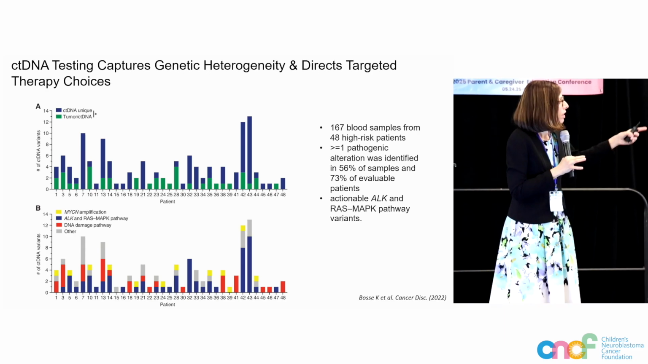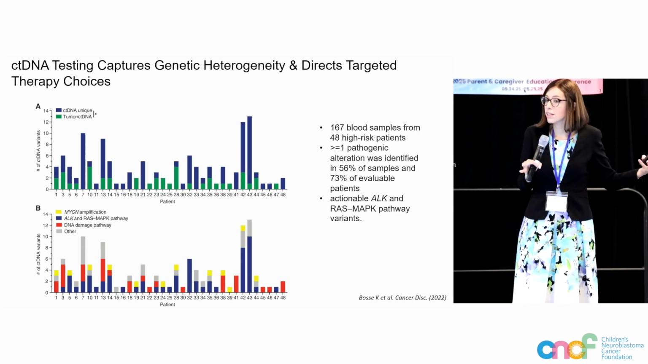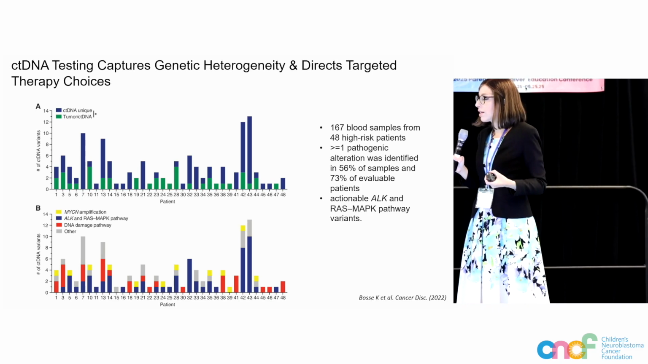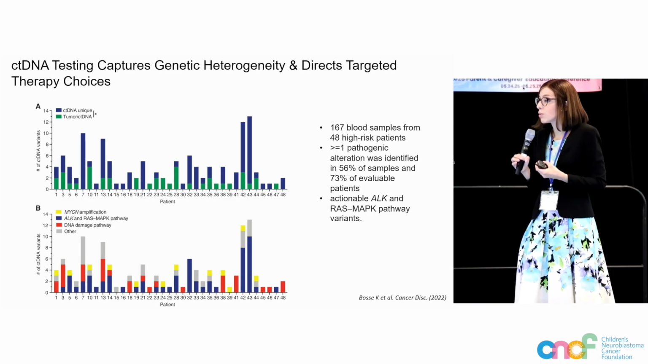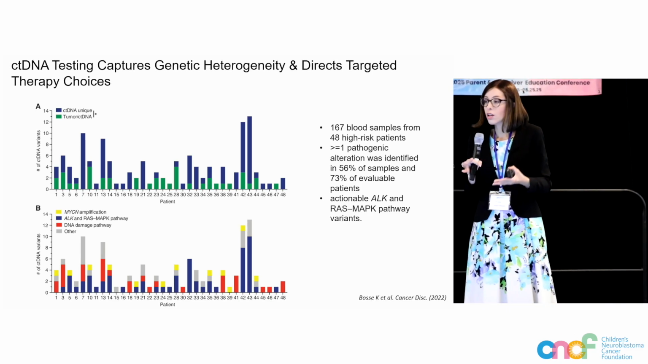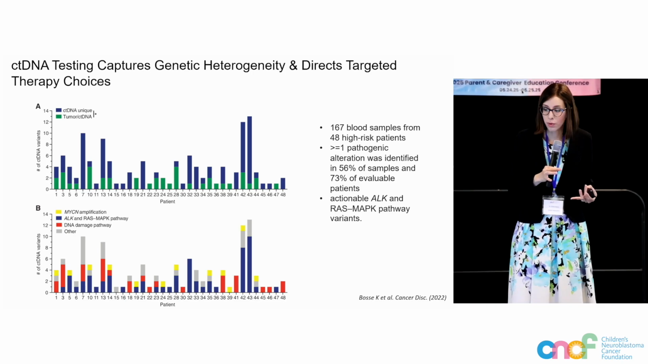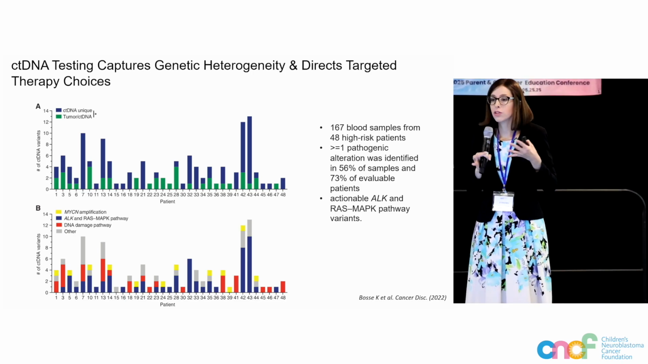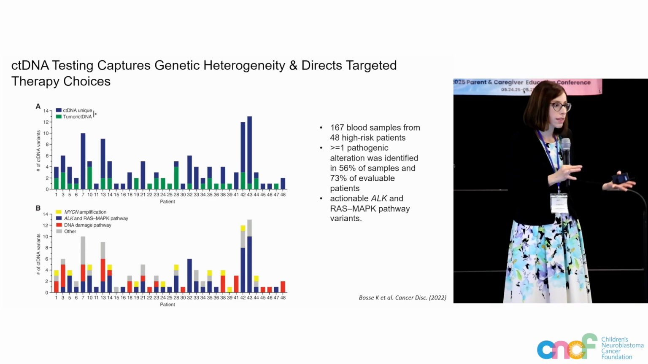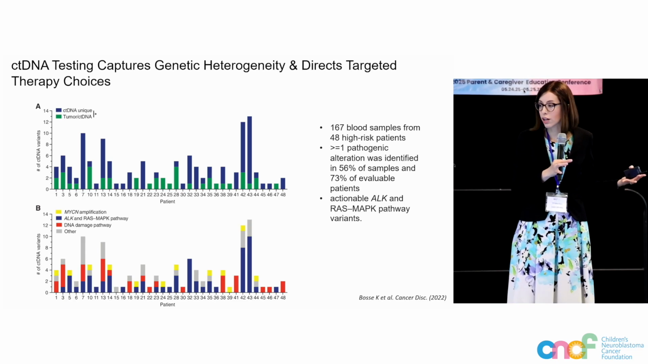Well, they are. If you look in panel B, you can see that a lot of these mutations are in the ALK and RAS-MAP kinase pathway. This is important because these are potentially targetable mutations with targeted therapies that are available. The efficacy of these therapies we don't know yet, but there are targeted therapies available to these genetic alterations.